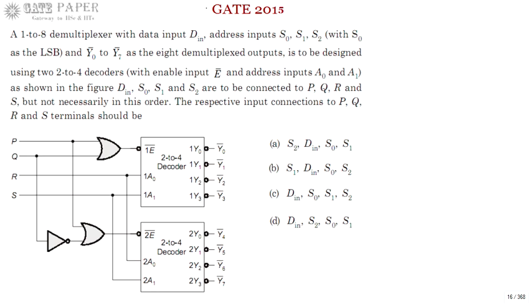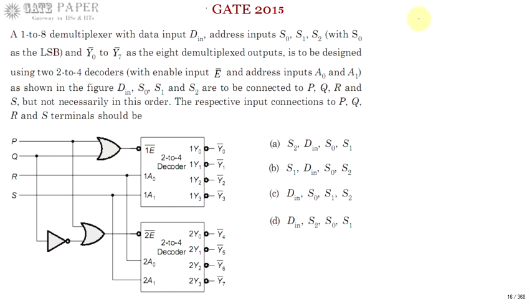The circuit is given. So for PQRS, what you are going to connect out of D in, S0, S1, S2, how you are going to be connecting those values at the PQRS such that this circuit is acting as a 1 to 8 demultiplexer. You know the operation of demultiplexer.